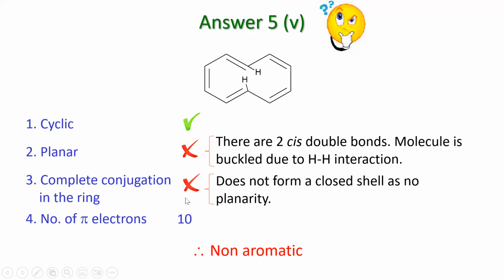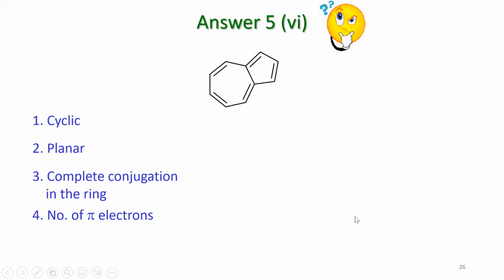If these conditions are fulfilled up to here only, you have to consider the number of pi electrons, because if the number of pi electrons is not 4n plus 2, it could be anti-aromatic. If it is 4n, anti-aromatic. But this is not going to be anti-aromatic even, because it is not planar, and there is no complete conjugation in the ring. So it is a non-aromatic compound.